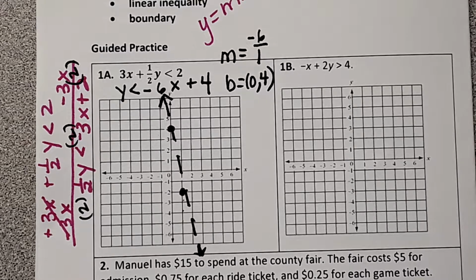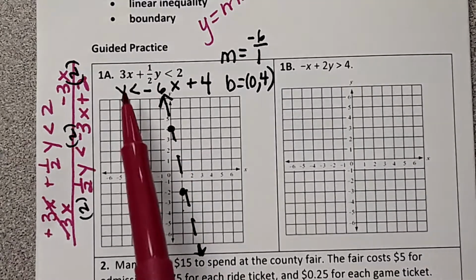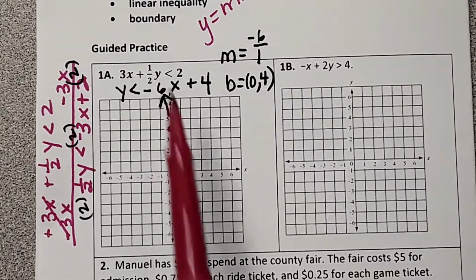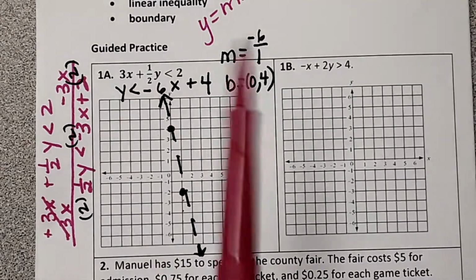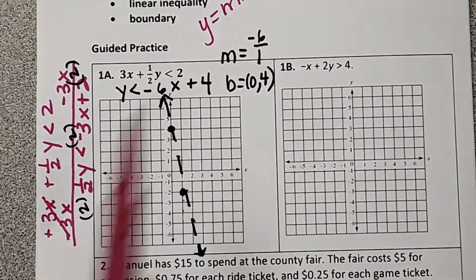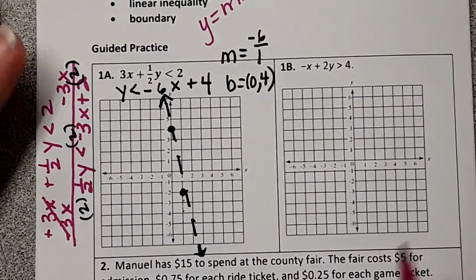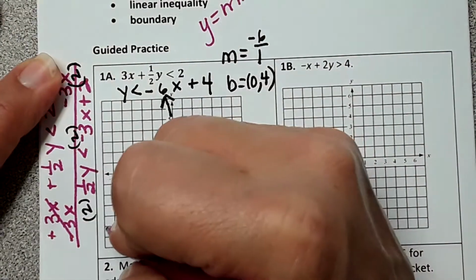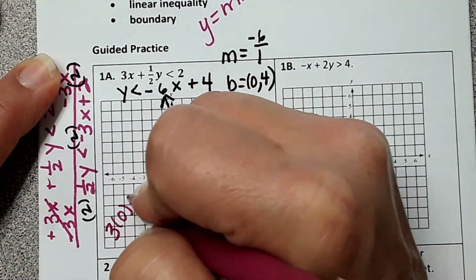I want to plug in 0, 0. Always pick a point to plug in. Just like when we did on the number line, we're going to do the same thing. So if I plug in 0 for x and 0 for y, what do I get? 0 for x and 0 for y. 0 is less than 2. Is that true? So you guys, I'm just going to put that I'm testing 0, 0 right here.